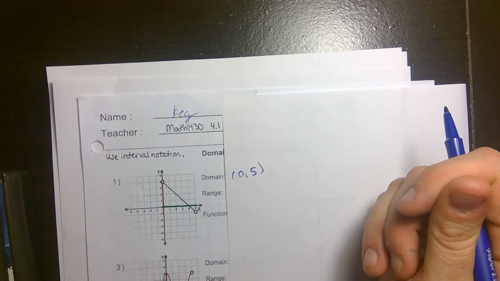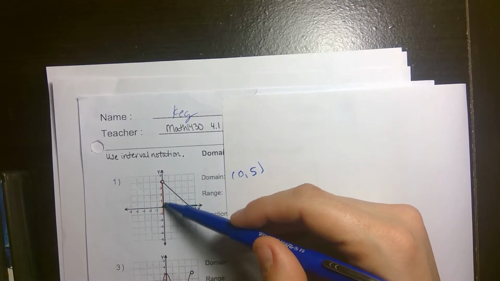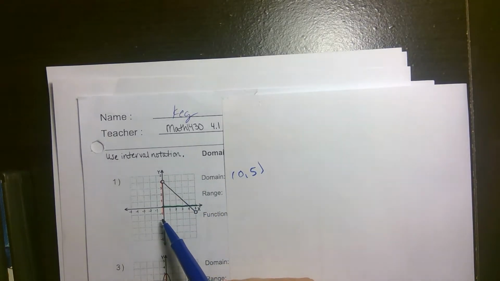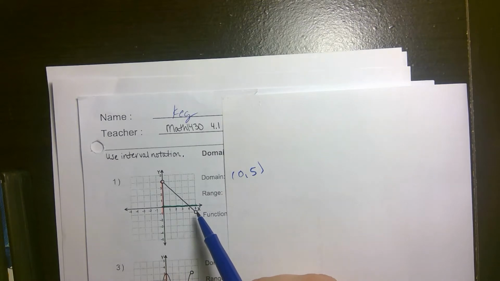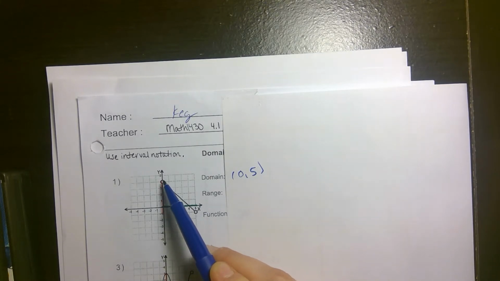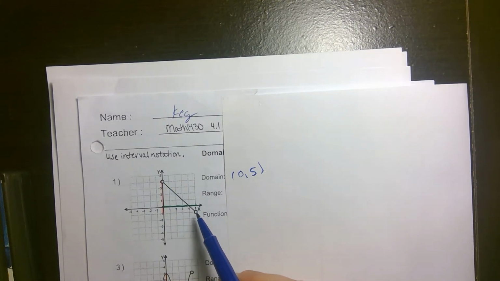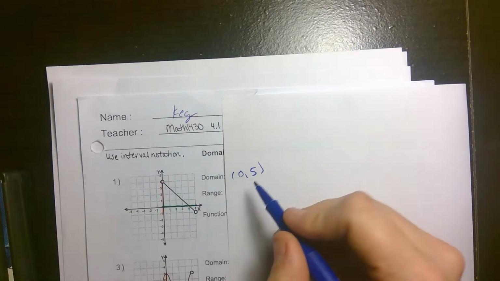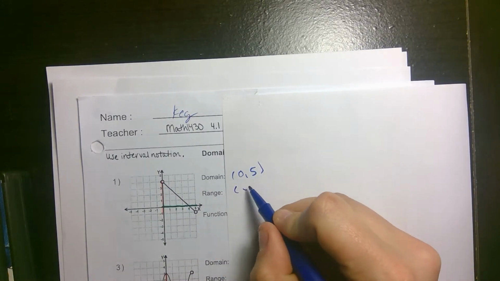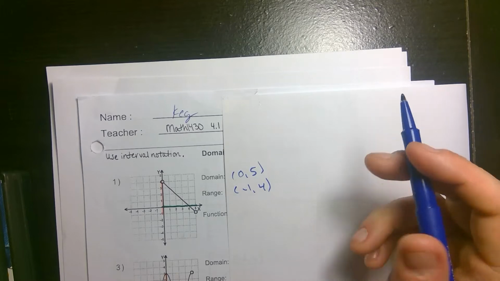Now, as far as the range goes, we're looking to see how far up and down, just the y values. You can see that it goes from -1, that this point is at -1, and it goes all the way up to the number 4. But again, at -1, there's an open circle, and at 4, there's an open circle. So the range is going to be from -1 to 4, again, with parentheses.